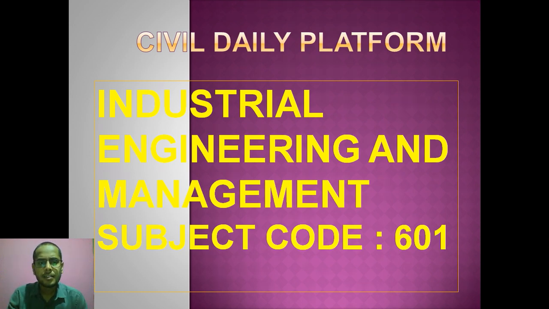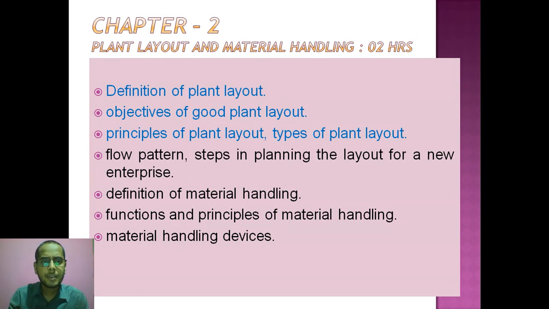This is the second lecture in the series on industrial engineering and management, and in this lecture we are going to cover some topics of the second chapter, because the first chapter was already completed in the first lecture. The second chapter is plant layout and material handling. The topics are the definition of plant layout, objectives of a good plant layout, principles of plant layout, and types of plant layout. In these topics, one term is common, which is plant. So first of all we have to understand what a plant is, and then we will go ahead.